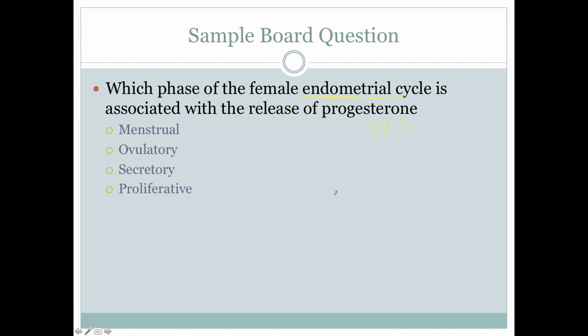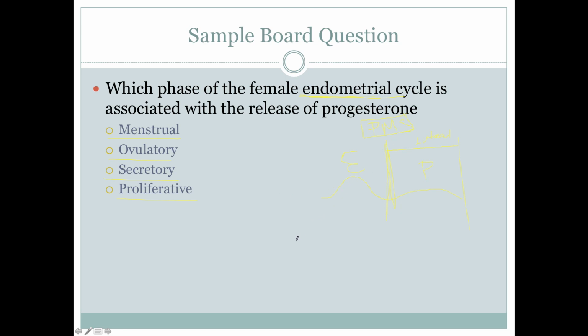When we're thinking about the follicular cycle, we know estrogen's really high at the beginning, and then progesterone is really high during the luteal, okay? So which endometrial cycle phase is associated with the release of progesterone? So first of all, that would be the luteal phase of the ovarian cycle. So that's when progesterone is around. So now we have to find the endometrial phase, okay? So is it menstrual? No. Is it ovulatory, right here in the middle? No. Is it secretory or proliferative?